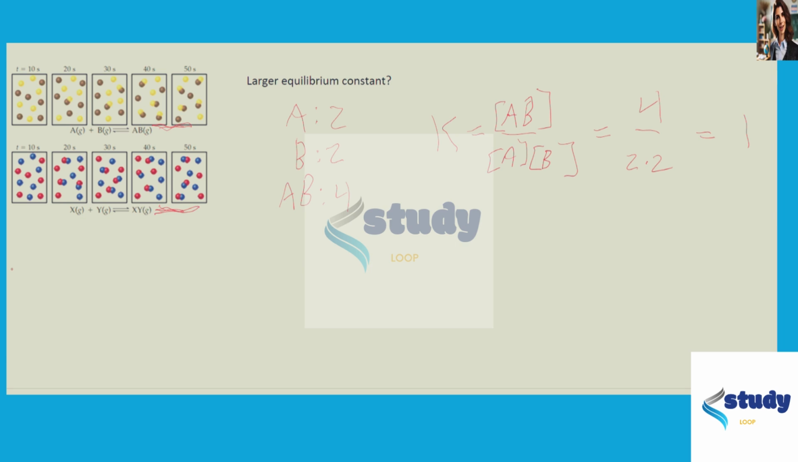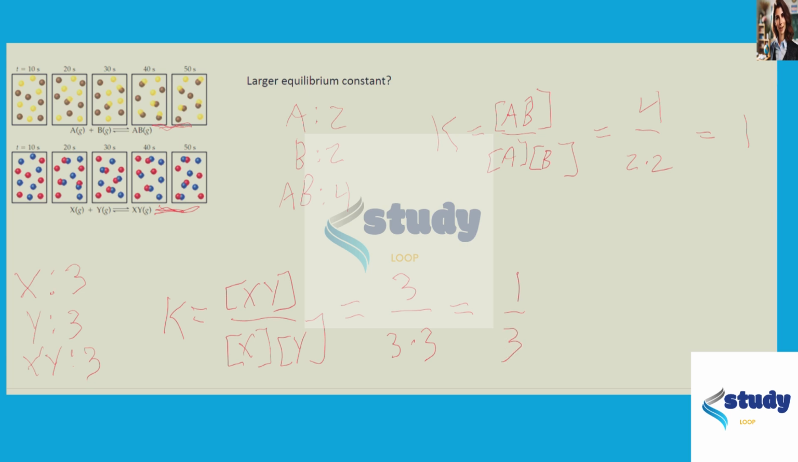Since we see this in both the 40 and the 50 second time, we're going to let this be our equilibrium conditions. So we count 3 X, 3 Y, and 3 XY. The equilibrium constant for this equation is going to be the concentration of XY over the concentration of X times the concentration of Y. So that's going to equal 3 over 3 times 3, which is 1/3.